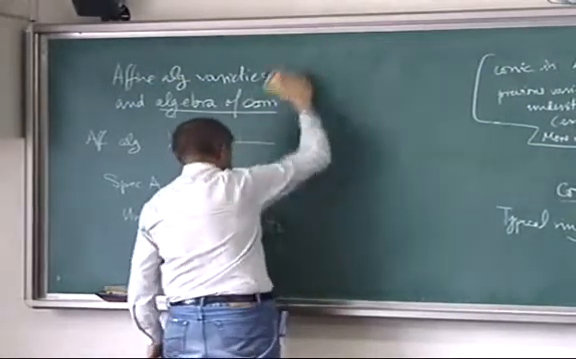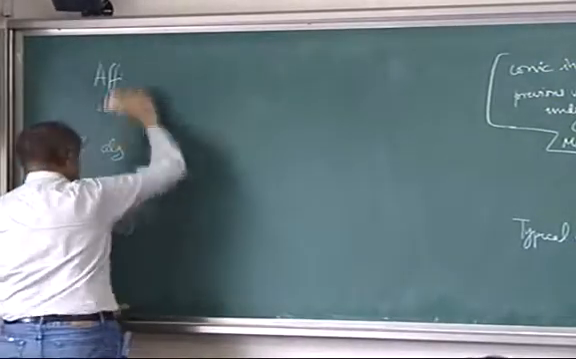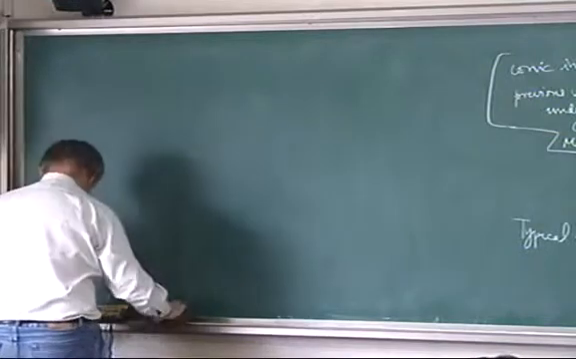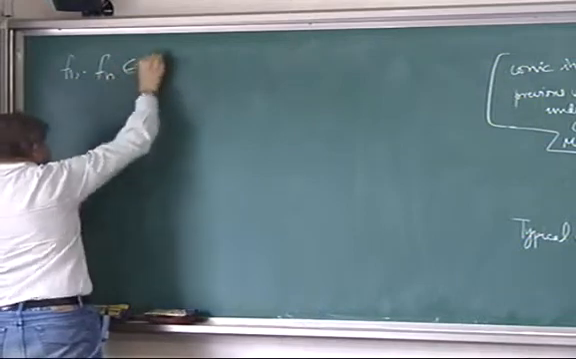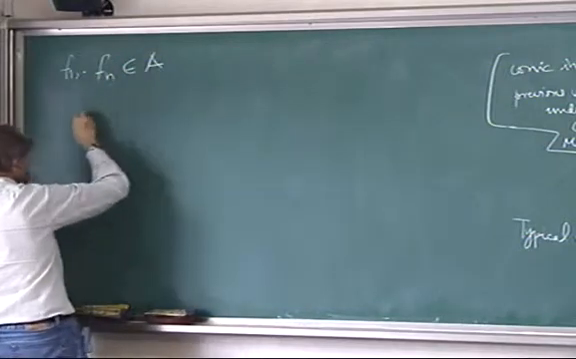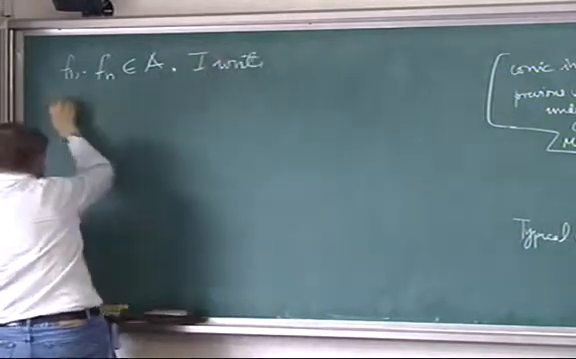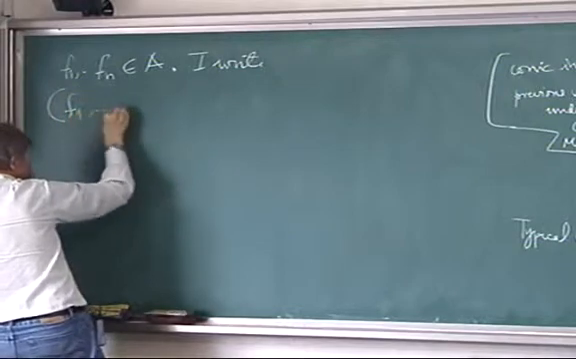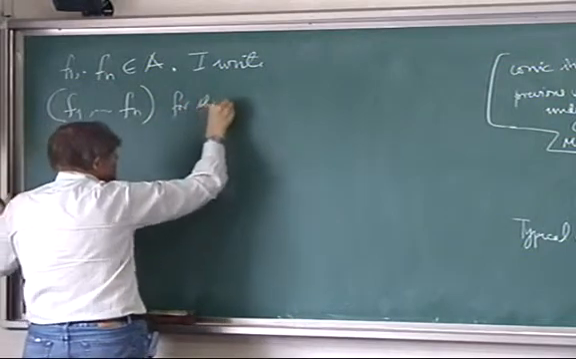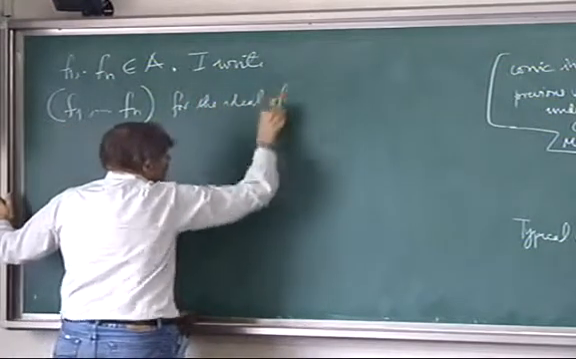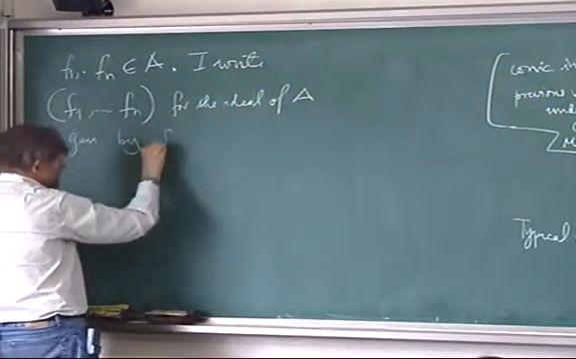Okay, so I need probably one or two more things about ideals. I need a notation for the ideal generated by some elements. So if I've got f1 up to fn in A, I write open brackets f1 up to fn, close brackets for the ideal of A generated by f1 up to fn.